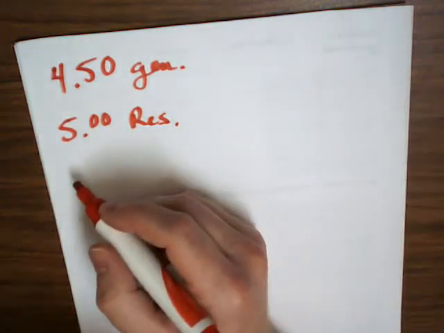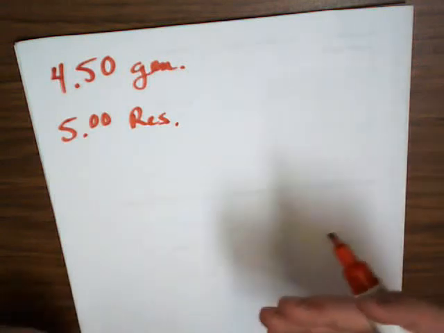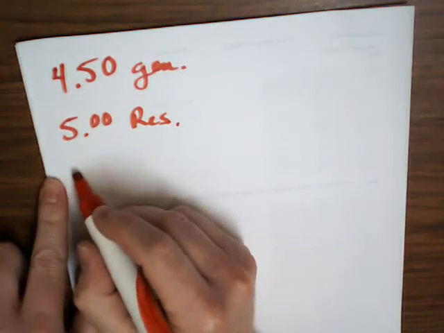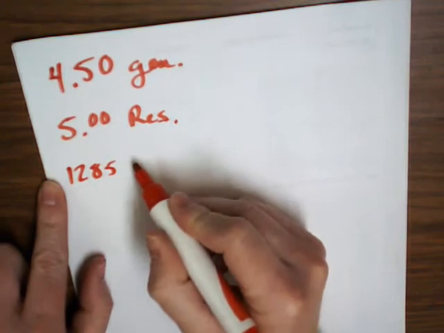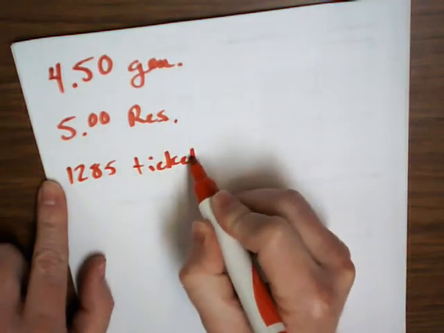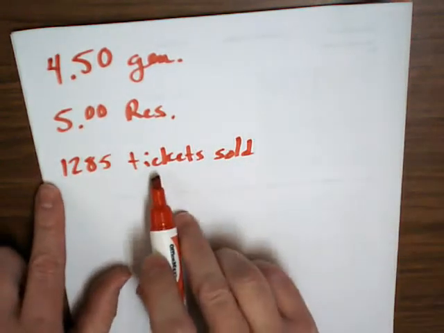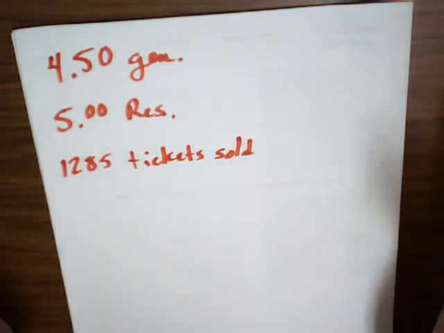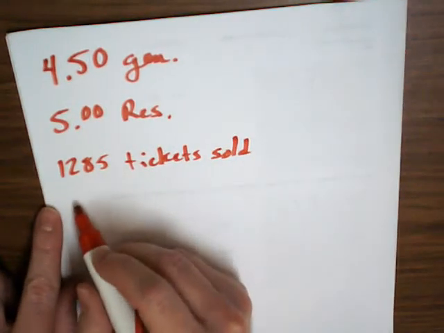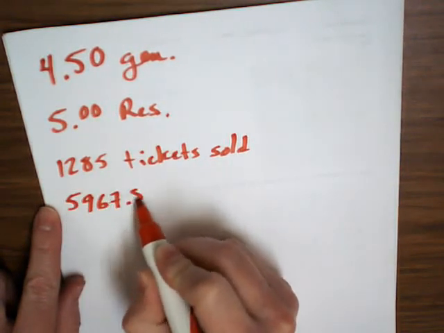Well, it does give you this, because before it told you it wanted 70 liters or 43 pounds. It told you a total of pounds or liters. This time it tells you that it was 1,285 tickets sold. It doesn't say that, does it? It doesn't use the words tickets sold, but it says 1,285 paid admissions. That means the same thing. And then you have a total amount of $5,967.50.